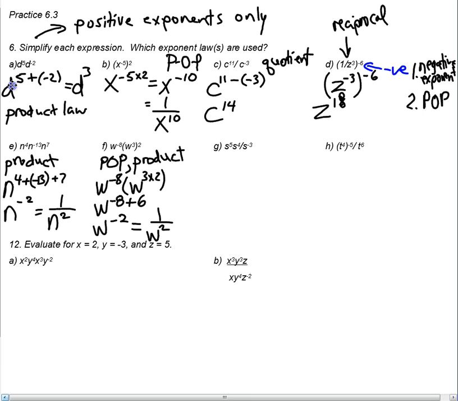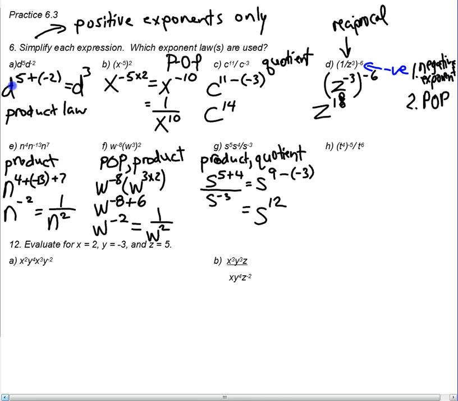In G, we have a quotient here, so first we're going to apply the product law to the numerator, and then we're going to apply the quotient law to the whole expression. So the first step is s to the 5 plus 4 in the numerator, dividing that by s to the -3. That will give us s to the 9, subtract -3, which is s to +12. Okay, in H we have power of a power followed by quotient.